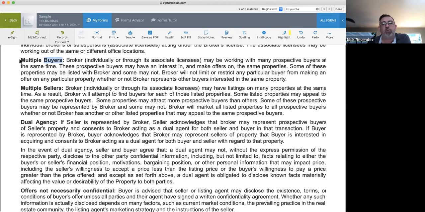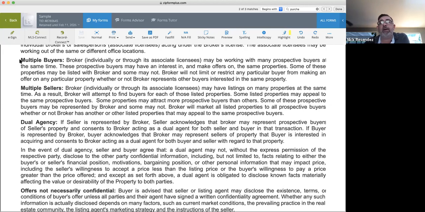And why is that important? Well, probably because one day, two buyers from the same company were looking at the same house. One got it, one didn't. And guess what happened? Somebody sued somebody, right? For not getting the house. So we now have to make a disclosure and gain consent that the buyer understands we may have other buyers looking for exactly the same type of property.